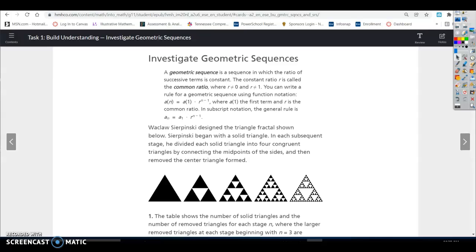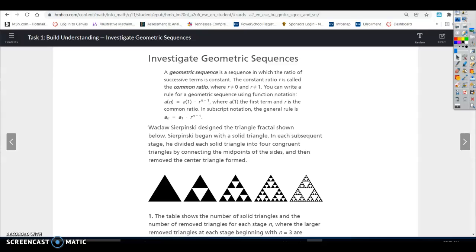Lesson 13.3, Task 1. Investigate geometric sequences. A geometric sequence is a sequence in which the ratio of the successive terms is constant. The constant ratio r is called the common ratio, where r is not equal to 0 and r is not equal to 1. You can write a rule for a geometric sequence using function notation.